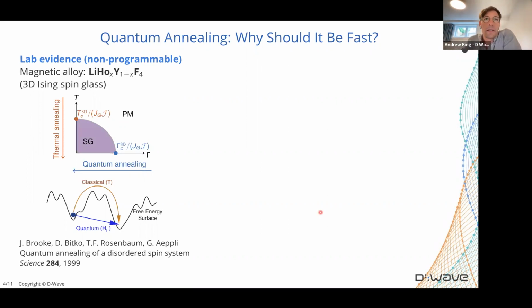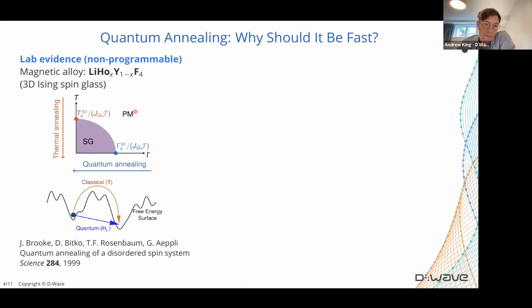One reason comes from condensed matter, and not just condensed matter theory, condensed matter experiment. About 25 years ago, there were a series of experiments by Brooke et al. and other permutations of authors in magnetism labs, where they would take a magnetic spin glass, and a spin glass is just a physical manifestation of a hard optimization problem. Basically, if you ask a physicist to build a statue of a hard optimization problem, it would be a spin glass.